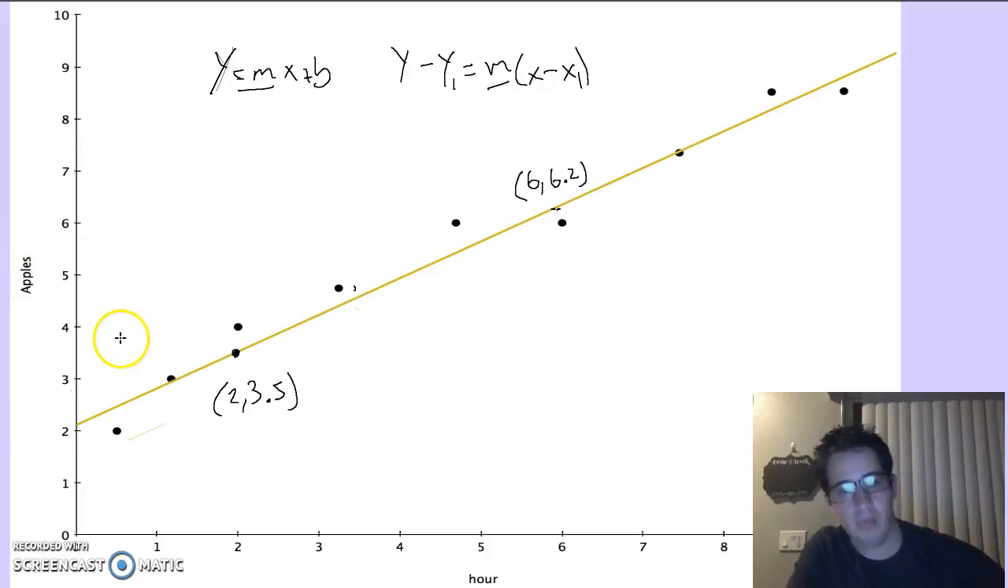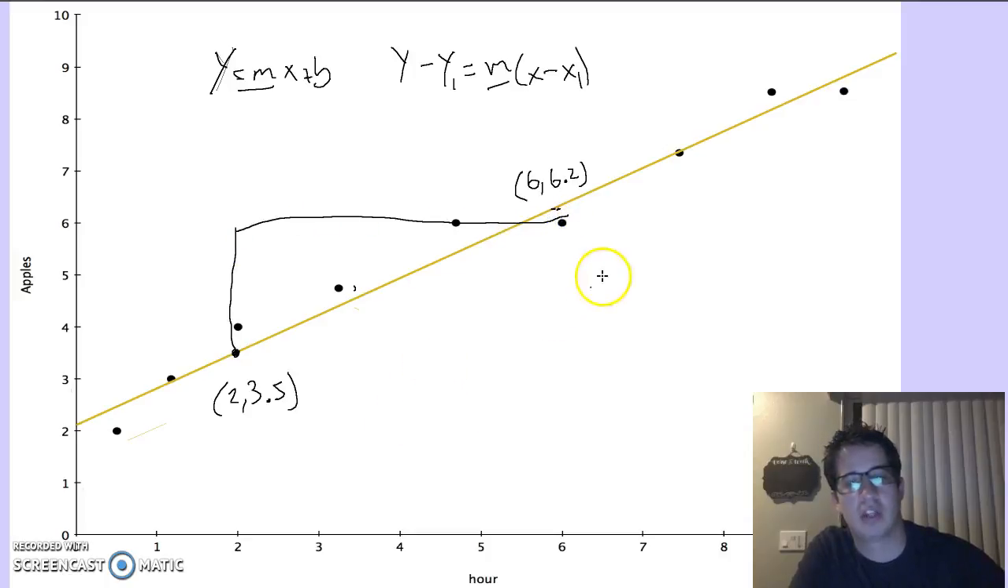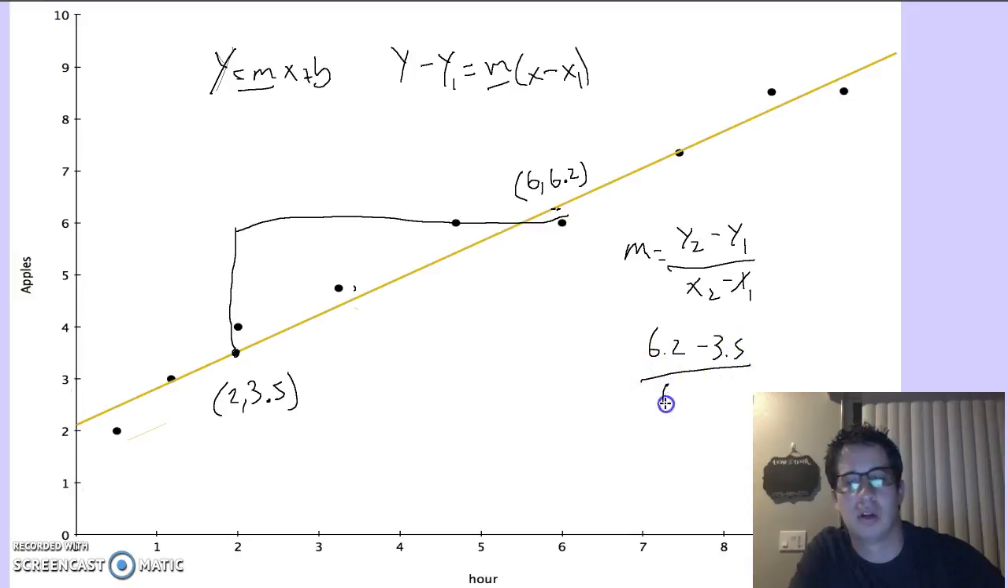Okay, and so now to find slope, we can do rise over run, so how much we go up over how much we go over. Or you could use the slope formula, y2 minus y1 over x2 minus x1. So that would be 6.2 minus 3.5 on the top over 6 minus 2 on the bottom. And one thing that's important here is to include the units. So the y values were apples, and the x values were hours.